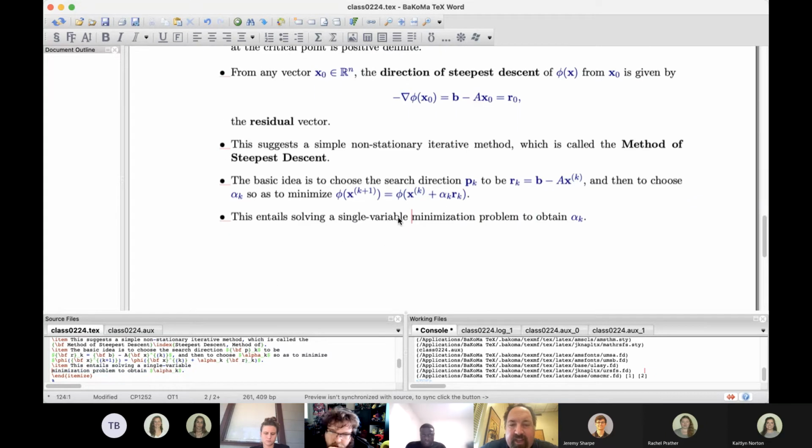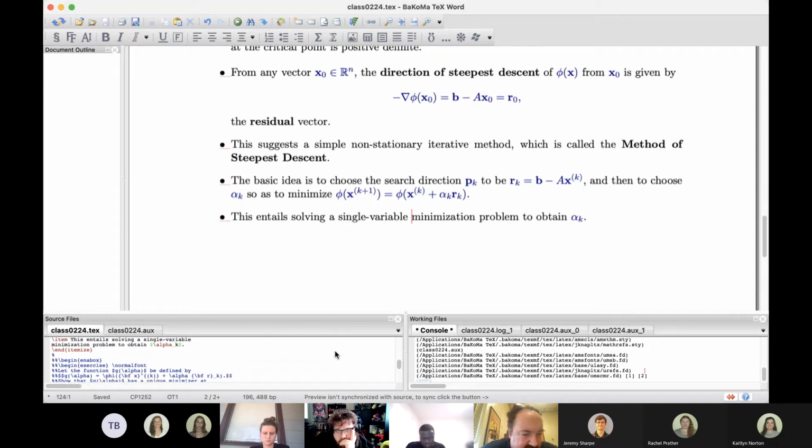So now that we've established we need to solve a single variable minimization problem, that is actually the subject of a homework problem, but because I have not assigned it, I'm just going to have the joy of working it out for you.